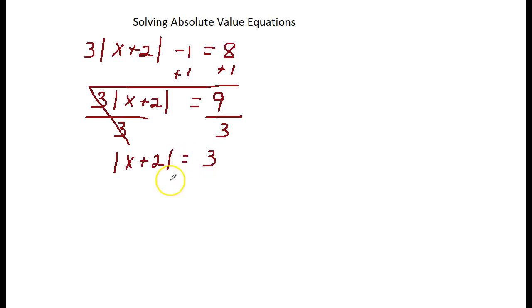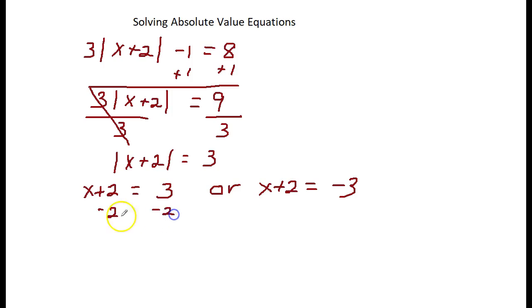So what I have to do to get rid of the absolute value symbols, I take what's inside the absolute value, x plus 2. And I say equals, I do the positive 3, I write the word or, and then I write x plus 2 equals, I have to find the negative side, so negative 3. Okay, and then I just solve each equation separately.